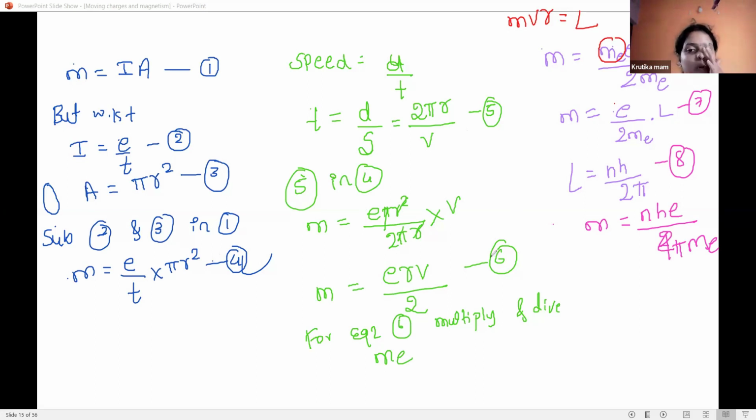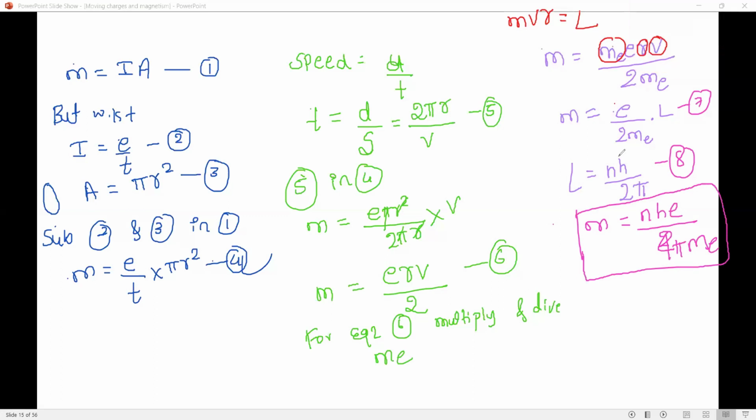So from equation 6 onwards, what are you doing? One step you are following, that is multiply and divide by me. When you multiply and divide by me, MVR becomes angular momentum. So the numerator has the angular momentum term. According to Bohr's postulate, L is equal to nh upon 2 pi. Substitute it. This is the derivation for the magnetic moment for the electron moving in the nth orbit. If anyone has a doubt about any step, you can ask. Copy down the derivation. If any doubt is there, please ask.